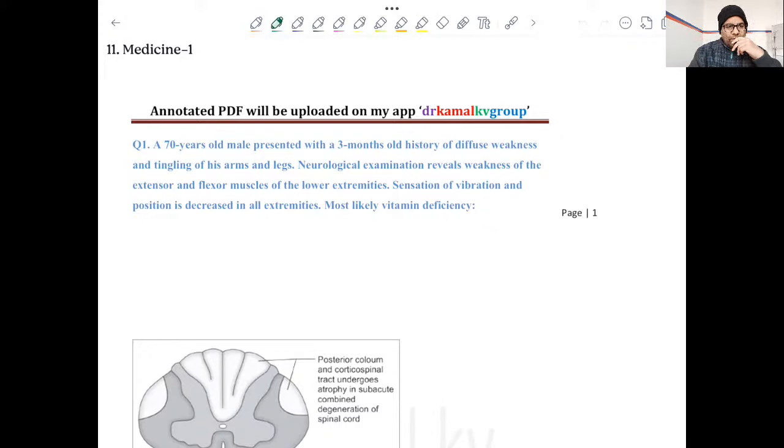Now starting with the very first question, an elderly male presented with diffuse weakness and tingling of his arms and legs.